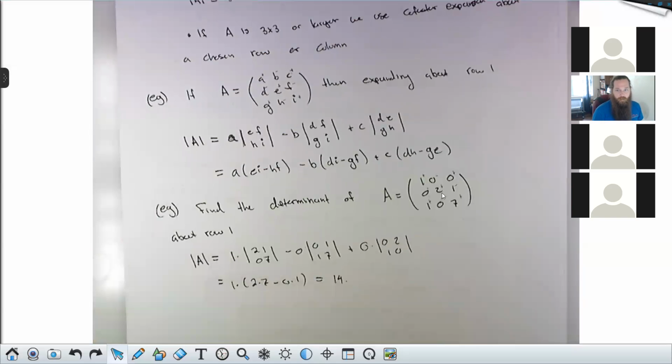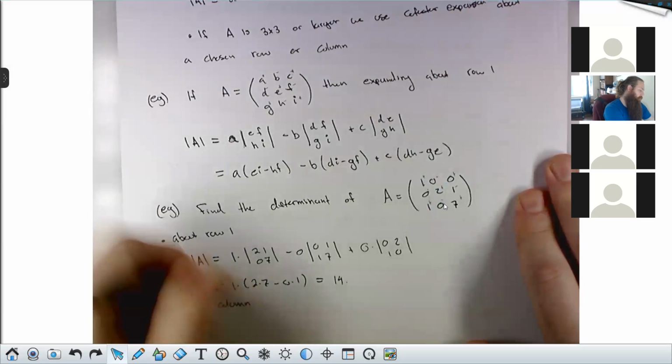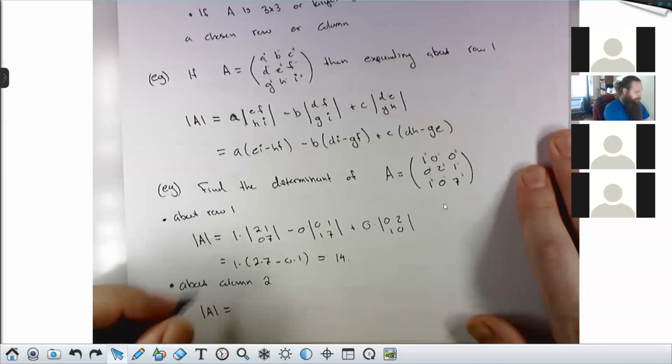And just for fun, I'm going to calculate that same determinant again, but this time expanding about column 2. So you can go about any row or any column. You just follow that rule of, you multiply this number by the determinant you get by covering up its row and its column. And then you progress down the row or column, whatever it is that you're expanding about. Just make sure you give the appropriate sign according to that checkerboard pattern. So here it was about row 1. Here it comes about column 2. So det A, the determinant of A.